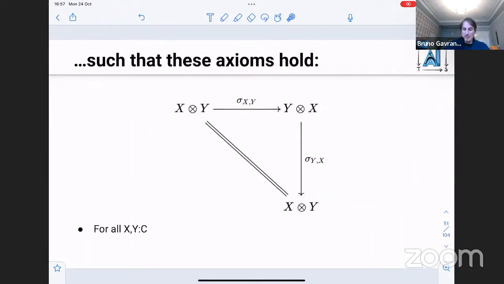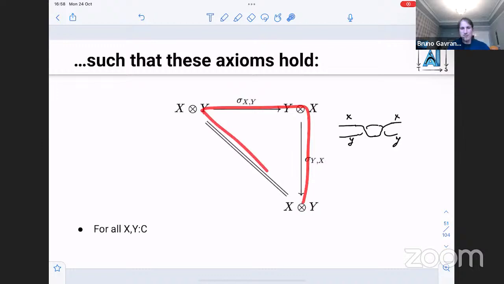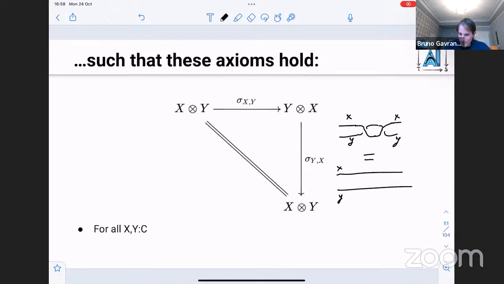So it satisfies the law that if I start from x and y, and maybe I'll draw this here on the side because I think it's useful to have, and then I swap them, this would be drawn like this. And if I swap them back again, getting x and y, we have an equation saying, if you swap it and go back, that's the same as not having done anything. And this is an equality, really. It's the identity.